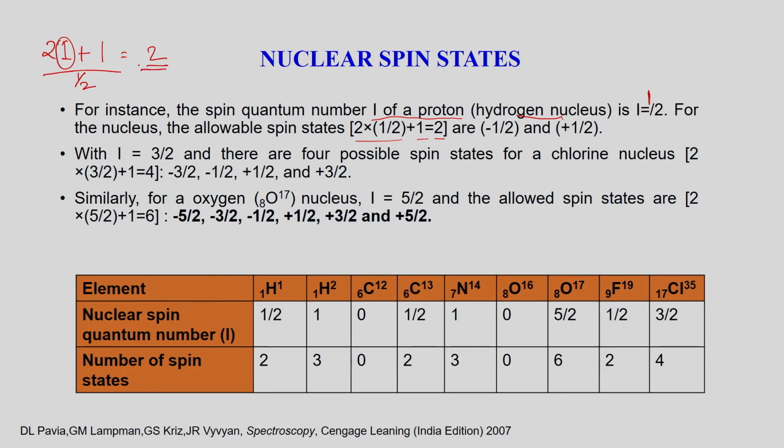So, what are the 2 states denoted as? Minus half and plus half. So, minus half means it will oppose the magnetic field, plus half means it is aligning with the magnetic field, or conversely plus half will be of lower energy, minus half will be of higher energy. And if we put I as 3 by 2, then you will have 4 possible spin states, which is seen for chlorine nucleus. So, it is 2 into 3 by 2 plus 1, these are 4.